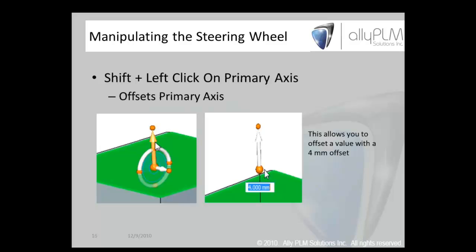If I shift and left click on a primary axis, it's going to offset that primary axis. So you see on the left, before we did a move, but with the shift button held down, you see how it's offsetting the origin in the primary axis. In this case, I've offset it 4 millimeters above. And I'm going to show you an example just in a little bit. Maybe we want to move a face to a certain point that is 4 millimeters difference from a reference, then that's going to allow us to do that. I also can hold down Shift and left click on a secondary axis, and that will offset the secondary axis the same way we saw on the previous slide.